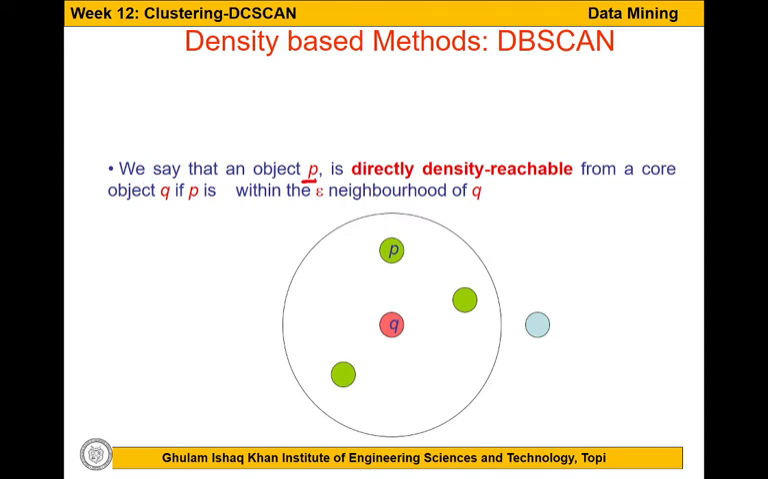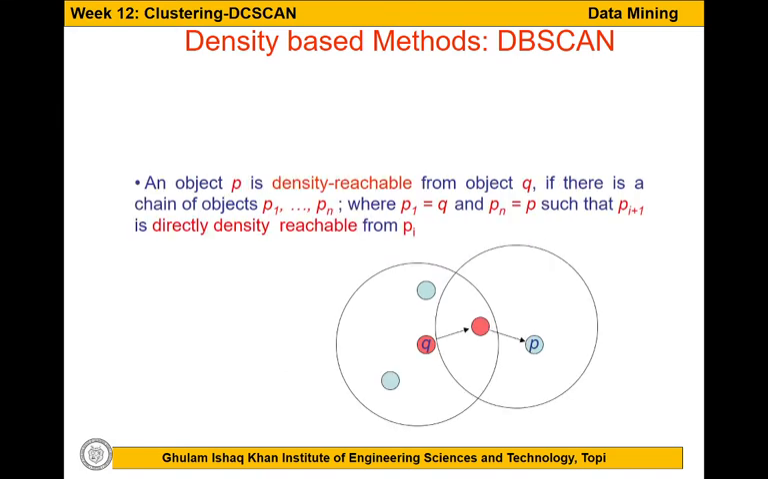We say that an object P is directly density reachable from a core point Q if this point P is within the epsilon neighborhood of Q. So this is a core point because within its epsilon neighborhood there are at least minimum MinPts, like 3 points. This point P is within this epsilon neighborhood, so it is directly density reachable.